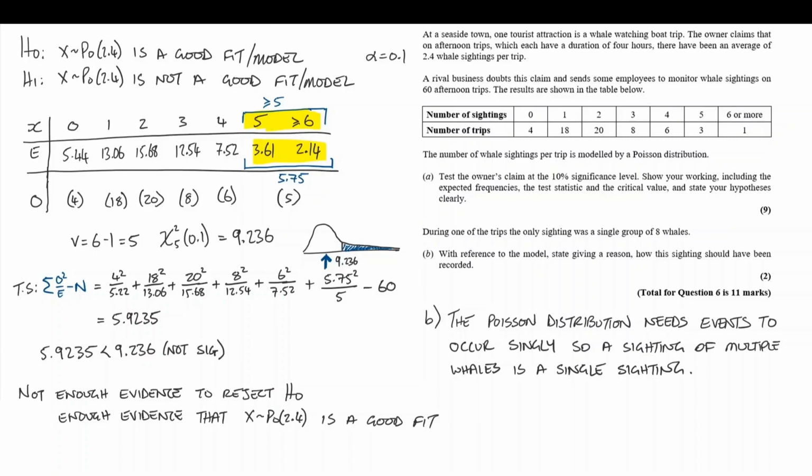No matter how many whales, until they've dispersed, that's one singular sighting.